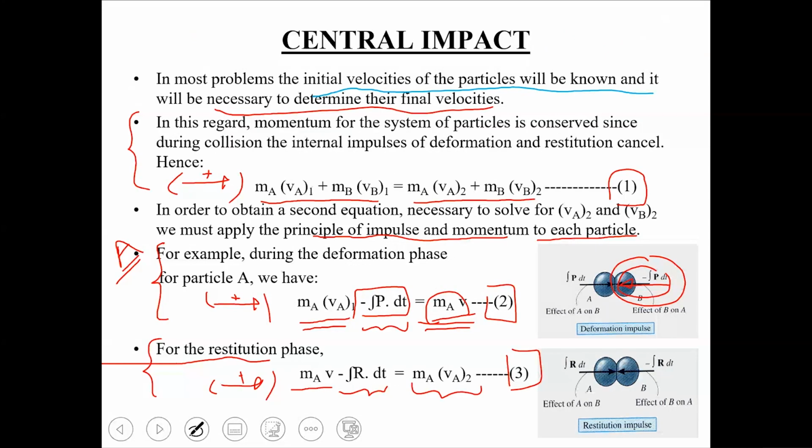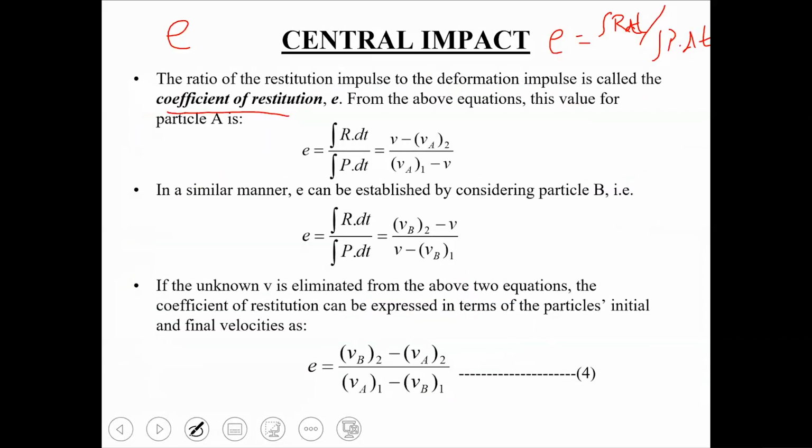From equation number 2 we can determine the value of integral p dt, which comes out to be MAVA1 minus MAV. ऐसे ही है? Yes, sir. From equation number 3 we can find the value of restitution impulse to be equal to MAV minus MAVA2, isn't it? Yes, sir. Okay, so from equation number 2 and 3 we can find the values of P dt and R dt. So putting those values in this ratio formula, which is the coefficient of restitution, we are going to get this equation, which is equation A, which is equal to V minus VA2 over VA1 minus V.